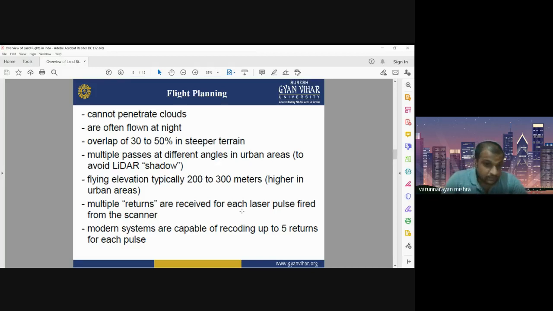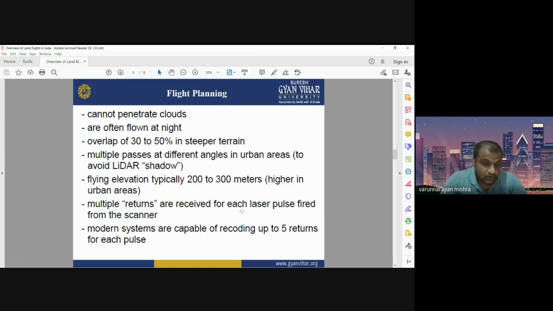So multiple returns are received for each laser pulse fired from the scanner. It transmits pulses at a very fast rate, so there is a possibility that the same object may have multiple returns. The same pulse may interact with different objects and be returned to the receiver. So you may have multiple incoming energy returns for each laser pulse that is transmitted from the lidar system.